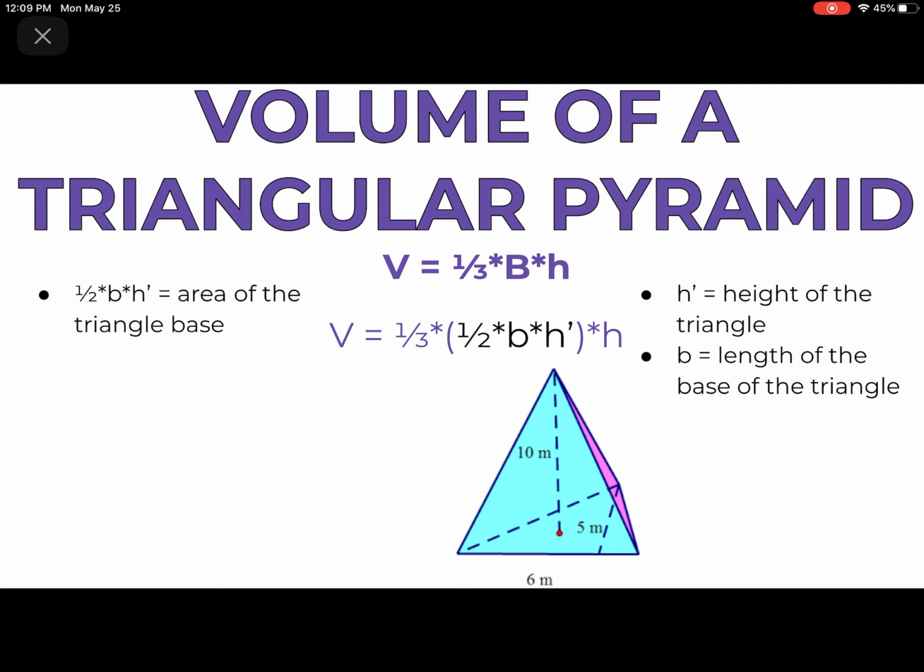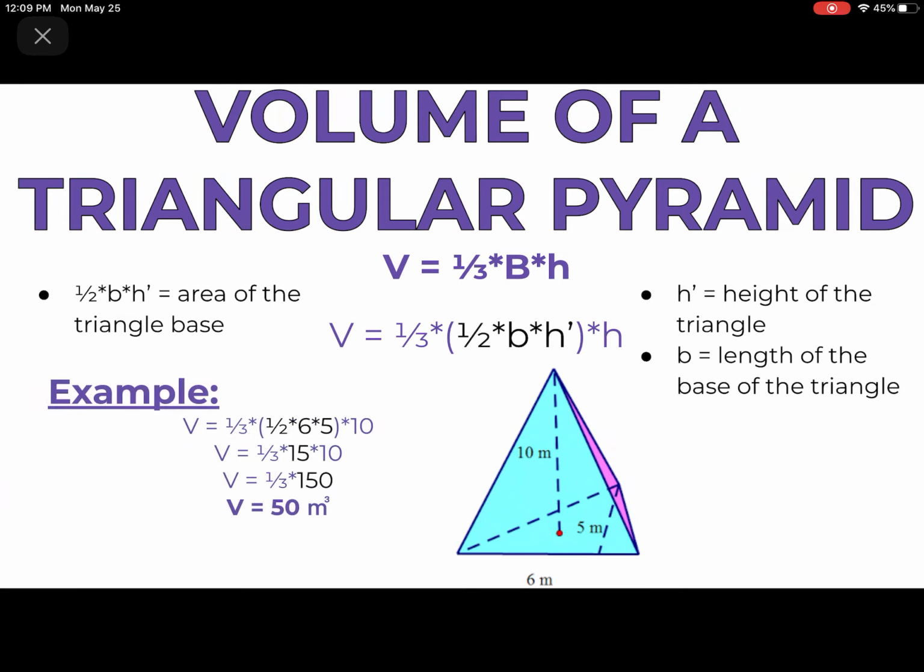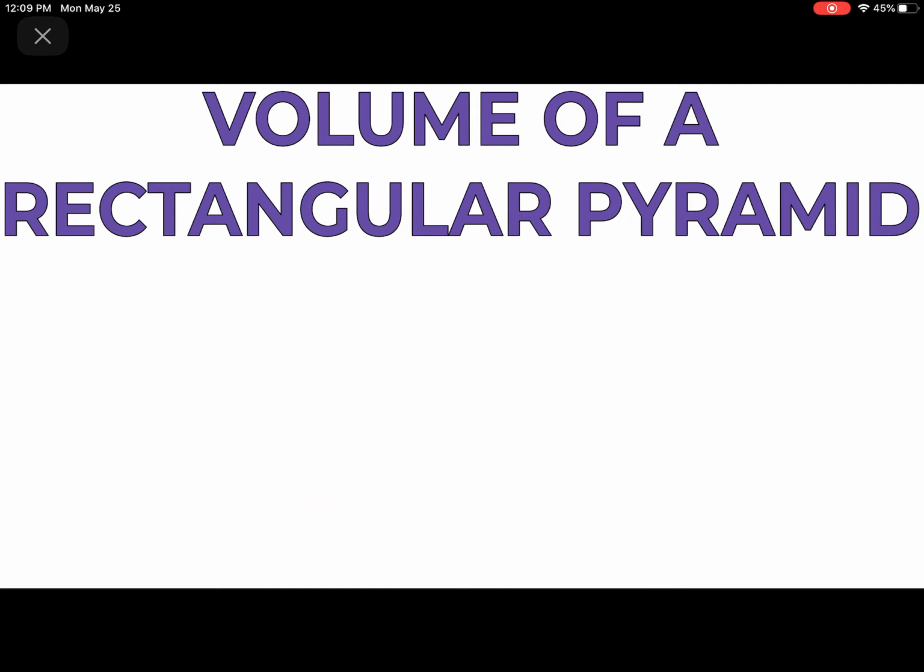So we have this picture here. Volume is going to equal 1/3 times 1/2 times 6, our base, times 5, our height, times 10. So multiplying my middle part, volume equals 1/3 times 15 times 10. Volume equals 1/3 times 150. And lastly, volume equals 50 meters cubed. So I'm just taking it one step at a time, multiplying what I can multiply, and then finally getting to the end. If you need to go over this at a slower pace, you can.